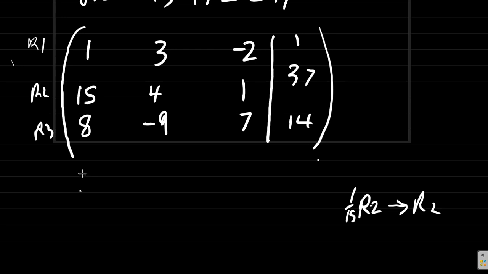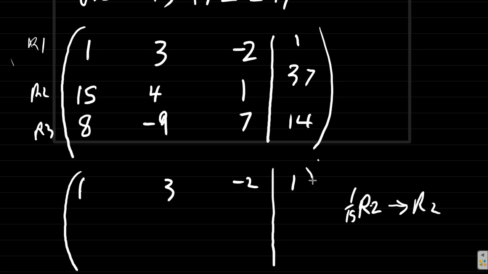So we have row 1 will not change. We have 1, 3, negative 2, 1. Row 2 now. 15 divided by 15 is 1. 4 divided by 15, 4 over 15. Alright?